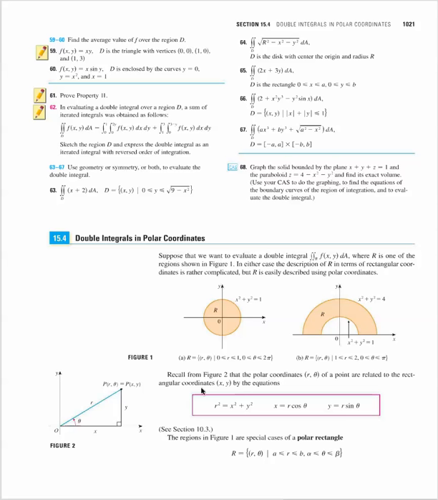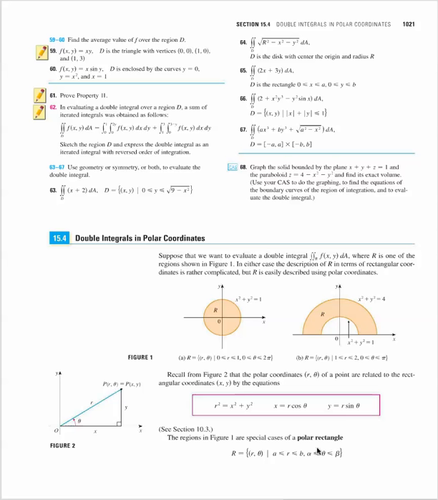Your book starts on the bottom of page 1021 with just a quick little refresher of how polar coordinates work, how to get back and forth between rectangular and polar coordinates, and you want to make sure that you know these three equations right in here. They all come from the picture on the left, figure 2.